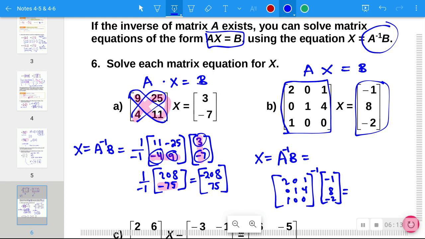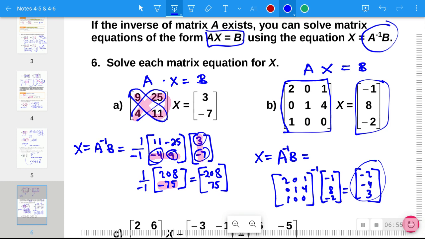Now, let me see if I have that one. Okay, I don't. So I'm going to do it all myself here. 3 by 3 matrix, alpha zoom 3 by 3. And I'm going to type in 2, 0, 1, 0, 1, 4, 1, 0, 0. I hit my inverse key. Then I go alpha zoom 3 by 1 and type in the little skinny matrix, negative 1, 8, negative 2. And that gives me negative 2, 4, negative 2, negative 4, 3. And that's your answer. That's the X matrix that you were looking for.